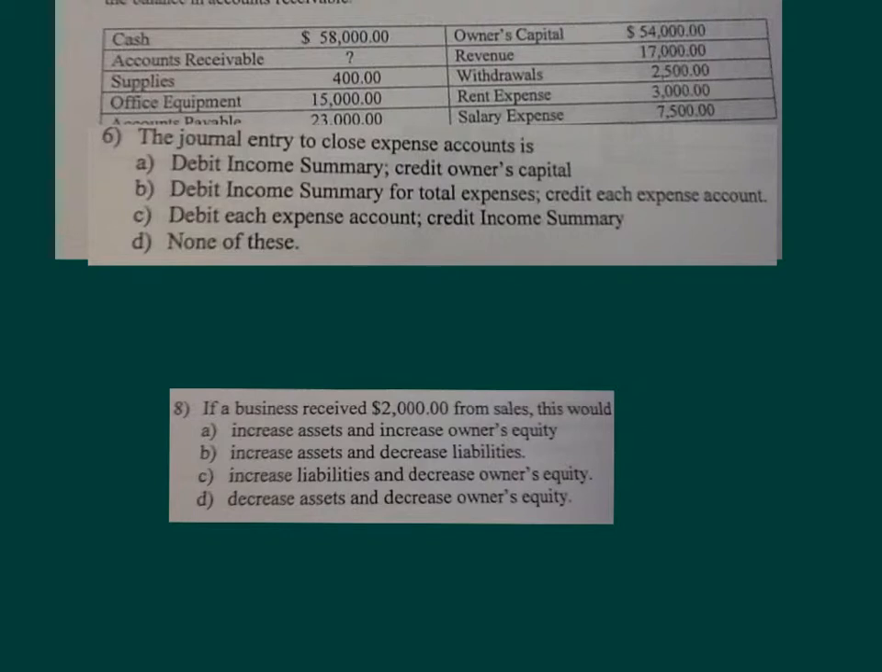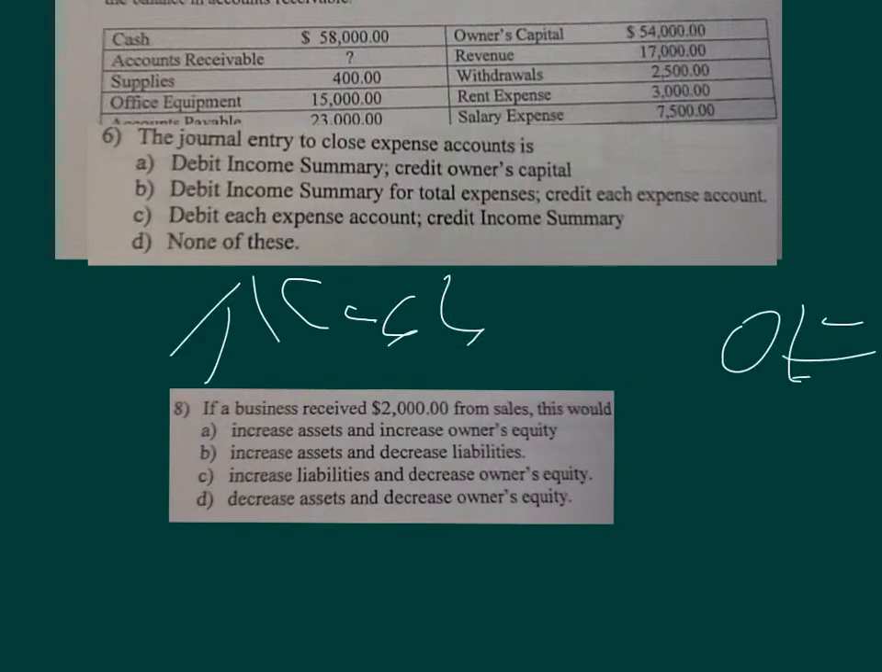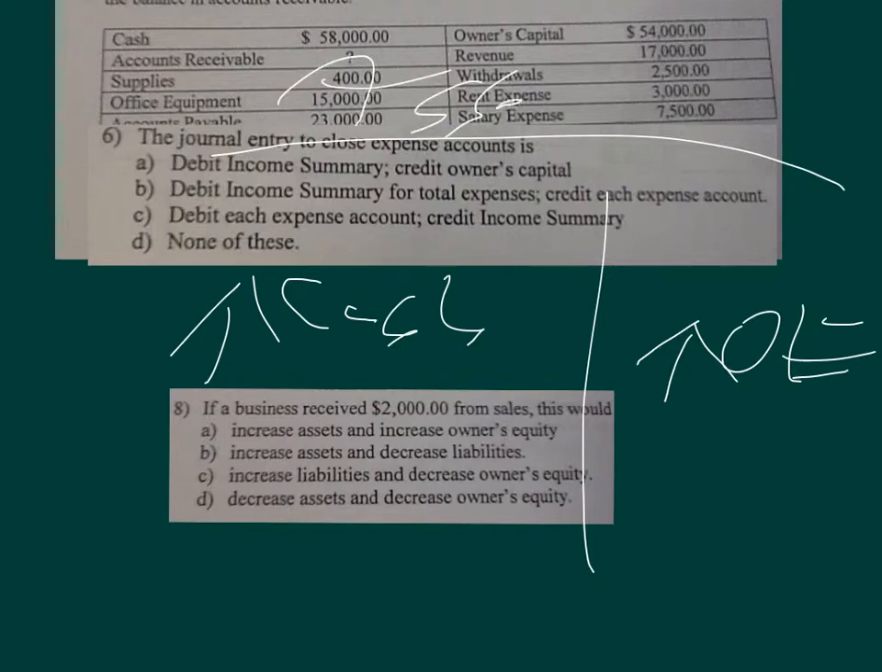And now it's number 8. If a business receives $2,000 from sales, this would A. increase assets and increase owner's equity, which it would increase cash. Cash would go up, and so would OE, which makes sense because you have to balance them out. Assets equal liabilities plus owner's equity. So it's most likely A.